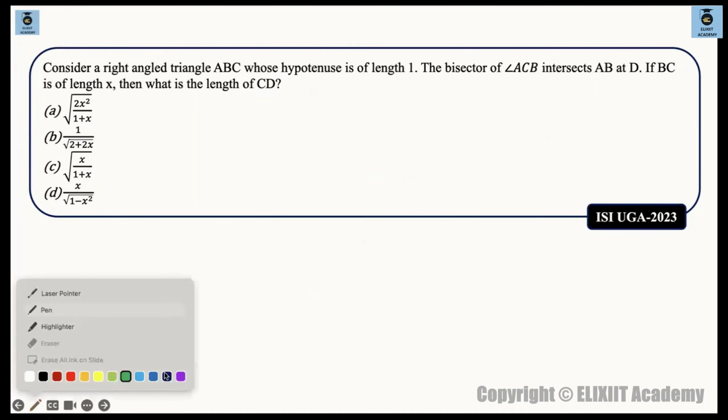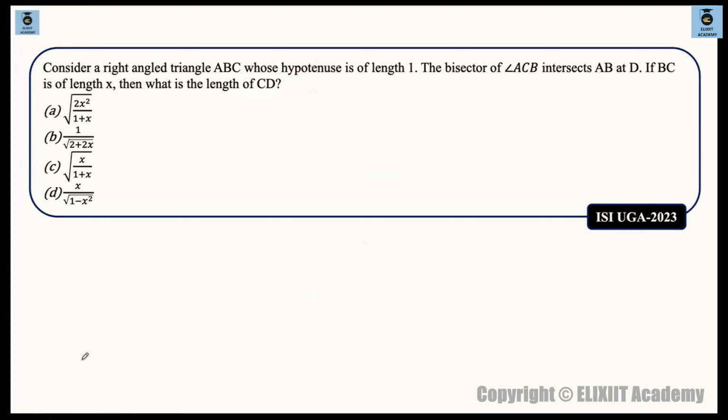Next we come down to ISI UGA 2023. Consider a right angle triangle ABC whose hypotenuse is of length 1. The bisector of angle ACB intersects AB at D. If BC is of length X, then what is the length of CD? So one by one we have to draw the diagram and then we have to see. What is it saying? Consider first we have a right angle triangle ABC whose hypotenuse is of length 1.